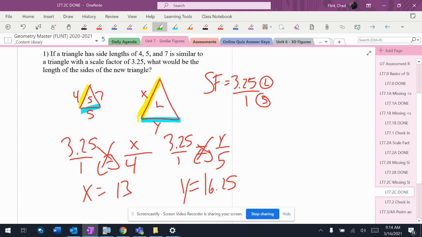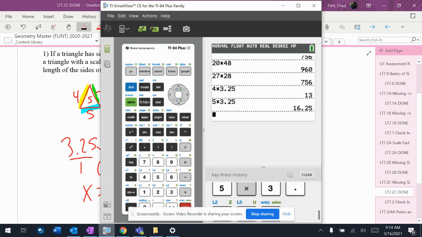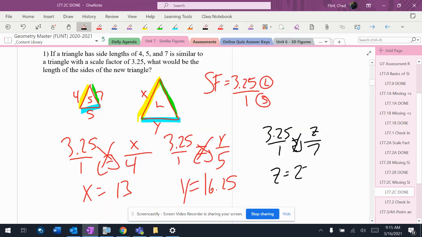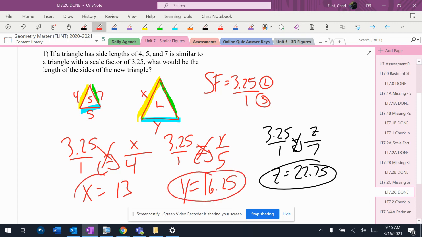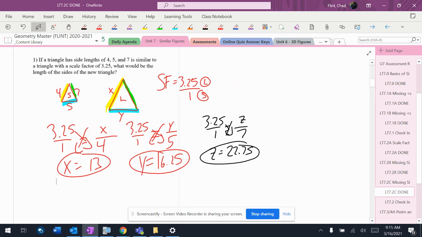And let's go with this side. Pairs up with that side. So it's going to be 3.25 over 1 equals z over 7. z equals 22.75. Okay, so not the most likely question to see on an assessment, but just kind of double checking that you remember that we can use the scale factor in place of one of the ratios when we have problems like this.